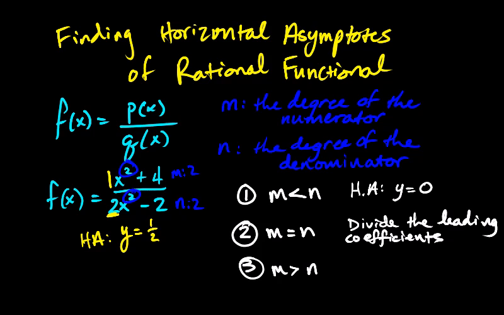And then finally, the last one is when m is greater than n, the degree on top is bigger than the degree on the bottom, then there is no horizontal asymptote. Okay, and those are your 3 rules for horizontal asymptotes. So let's take a look at a couple examples here.